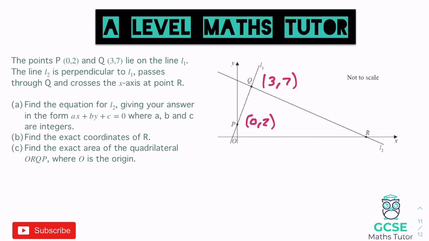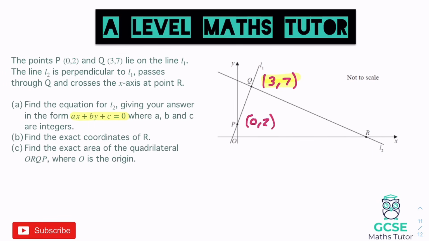Find an equation for L2, giving your answer in the form, again, ax plus by plus c equals 0. So if we have a look, we can actually get the gradient. We could get the equation of line 1, but we can get the gradient of line L1. We can then use that to get our perpendicular gradient for L2. And obviously it passes through point Q, so we have a coordinate already that's on that line, 3, 7.